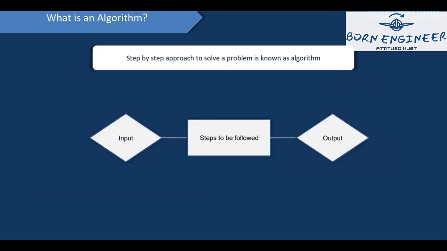Now, this is what is actually known as an algorithmic approach. You have a problem to which you're trying to find a solution, and you will come to the solution by having a step-by-step approach. Let's say you have the input. Now you'll have a certain number of steps to be followed, and then you'll come up with the output. This is what is known as an algorithm to find a solution for your problem statement.